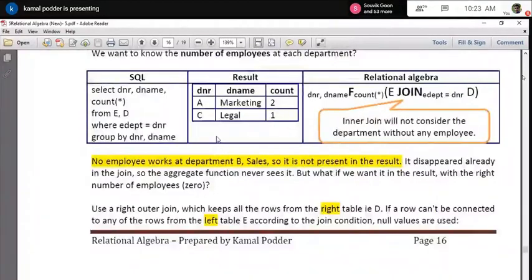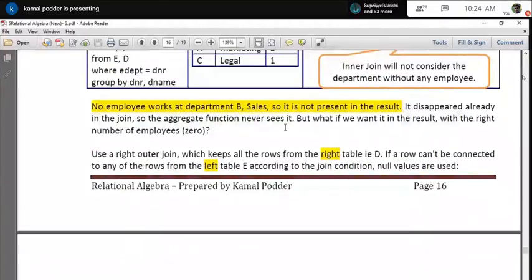But this is not the correct result, as it is not saying that there is a department B at all. Okay, so naturally it might not satisfy your user. The user's expectation is that in the result there should be one row which indicates that B is another department and the count should be 0. So how can we do that?